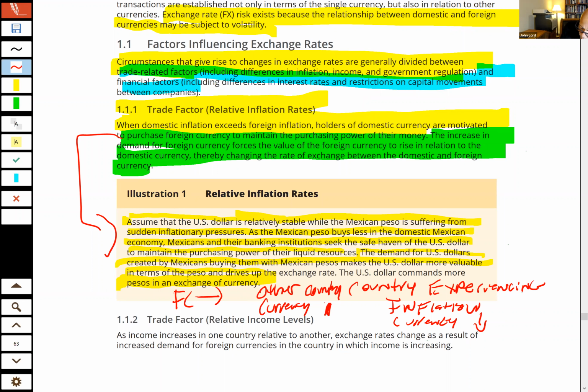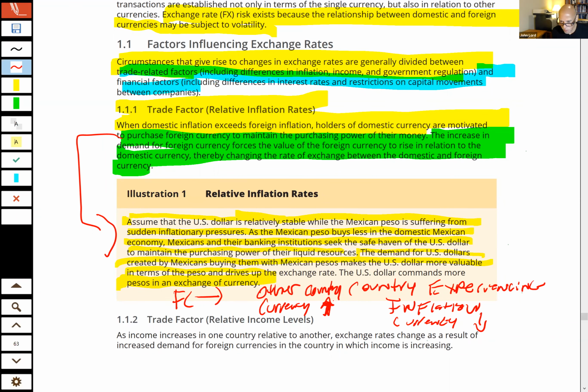And guys, I apologize for this being so sloppy, but my pen is dying on me. I don't know why they can't make these things more durable, but anyway, country experiencing the inflation, their currency is going to come down. The other country, the US in this example, their currency would be going up. So I think that's an easier way to flashcard it so you have that relationship available.